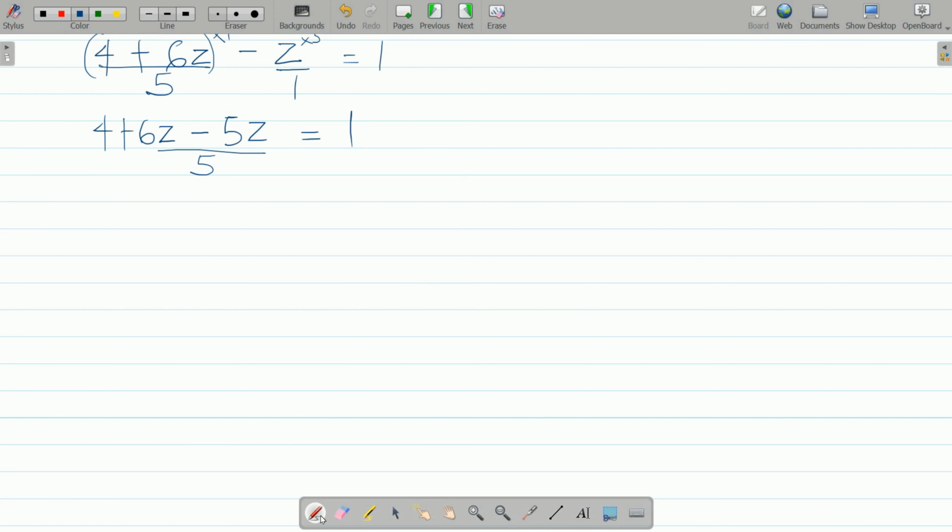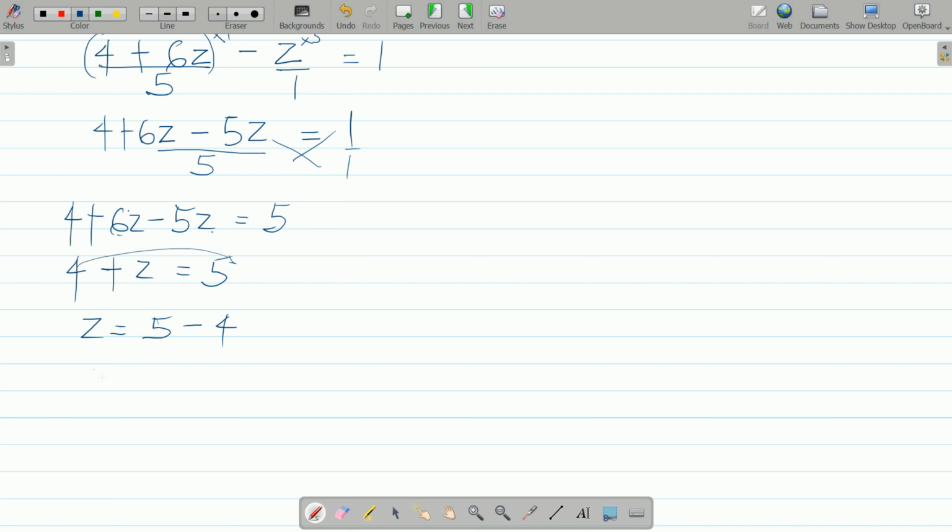I will make 1 a unit fraction by dividing by 1 so that I can cross multiply. I will get the same value since I am multiplying by 1. 6z minus 5z is z. Collect like terms. z equals 1.